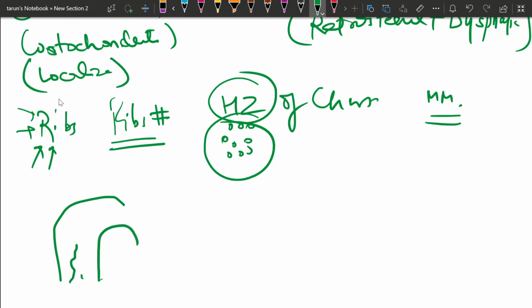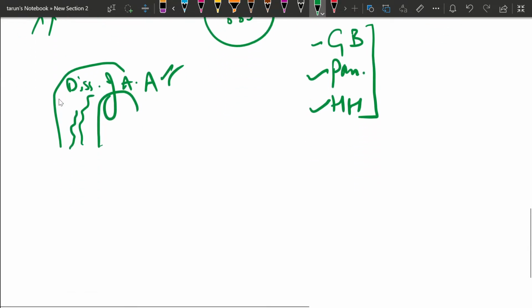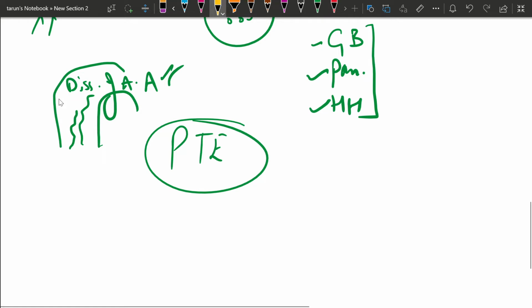Dissection of the ascending aorta can also cause acute chest pain. Then other causes like gallbladder disease, pancreatitis and hiatus hernia also cause chest pain. One more very important cause is pulmonary thromboembolism, which can also cause acute chest pain.